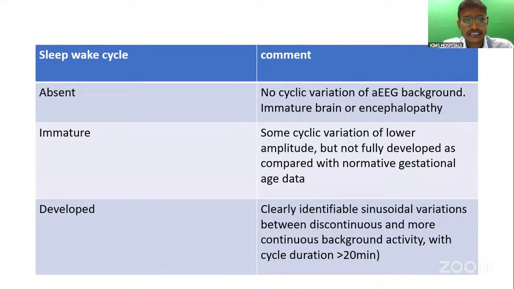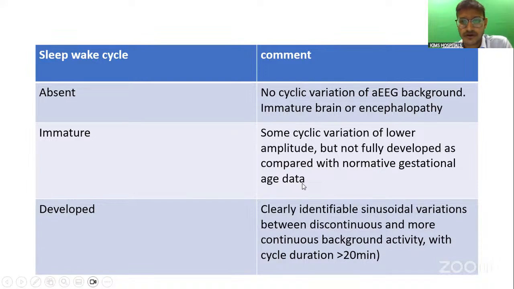So we can categorize sleep-wake cycle as absent, immature, or developed. Absent sleep-wake cycle is when there is no cyclical variation in amplitude EEG, and it is usually seen in severe encephalopathy or in extreme preterm neonates. Immature sleep-wake cycle is when we see some cyclical variation in the lower amplitude, and it is not fully developed when compared to the amplitude EEG of the normal gestational age.